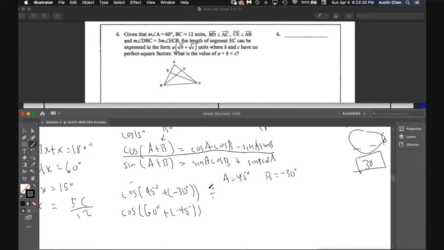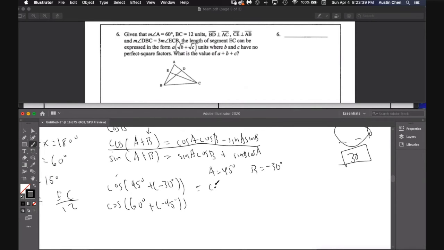So we just need to evaluate this to find what cosine 15 degrees is. From our identity above, this will equal cosine of 45 degrees times cosine of negative 30 degrees minus the sine of 45 degrees times the sine of negative 30 degrees.